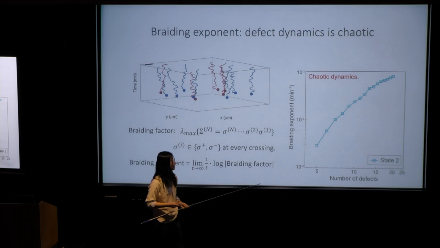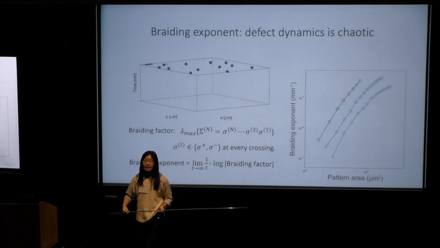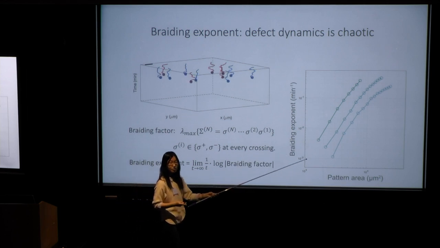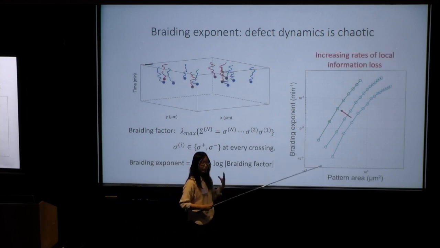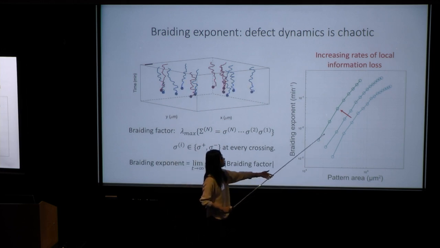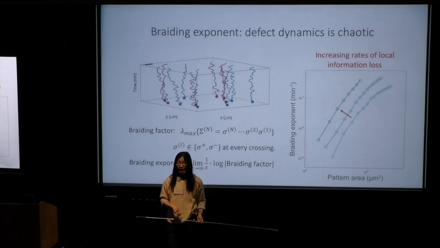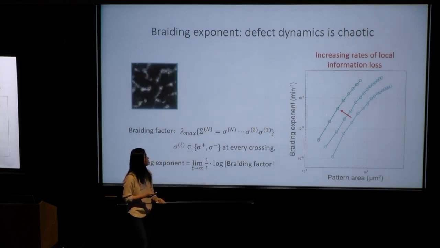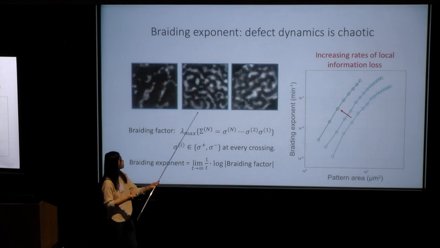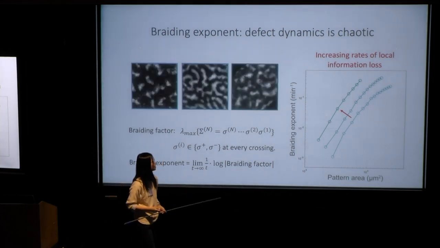What's even more intriguing is that when we calculate such braiding exponent curves for different steady states, they have similar shape but different magnitude, which by the braiding statistics definition represents a low to high order of increasing rates of local information loss. And when we map to the protein signaling pattern, indeed, it represents a low to intermediate and then high level of local information scrambling.